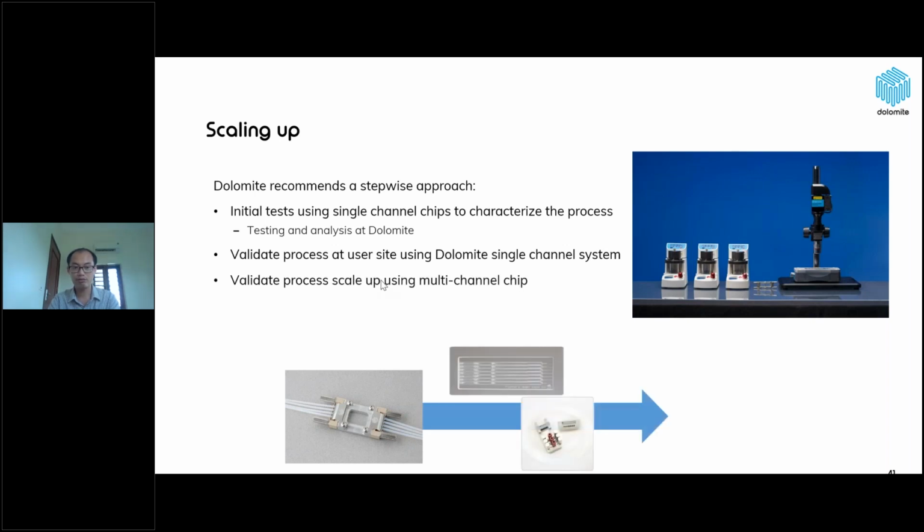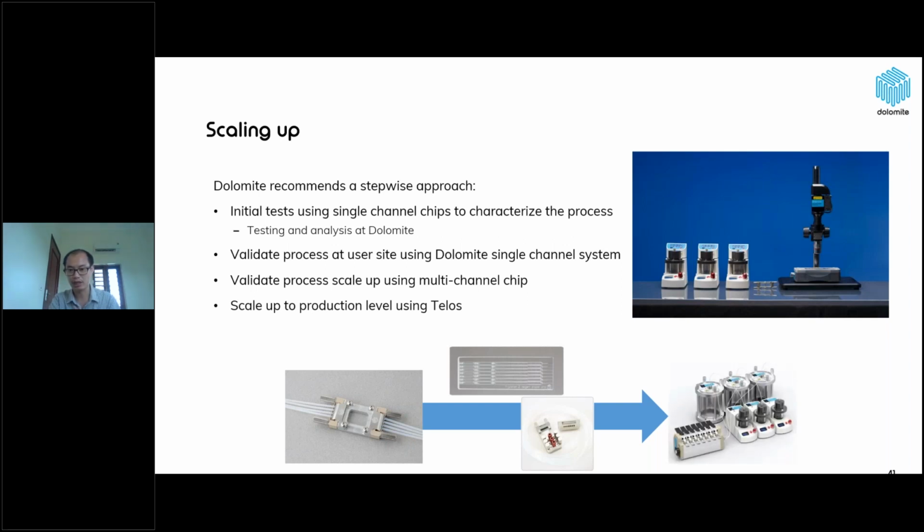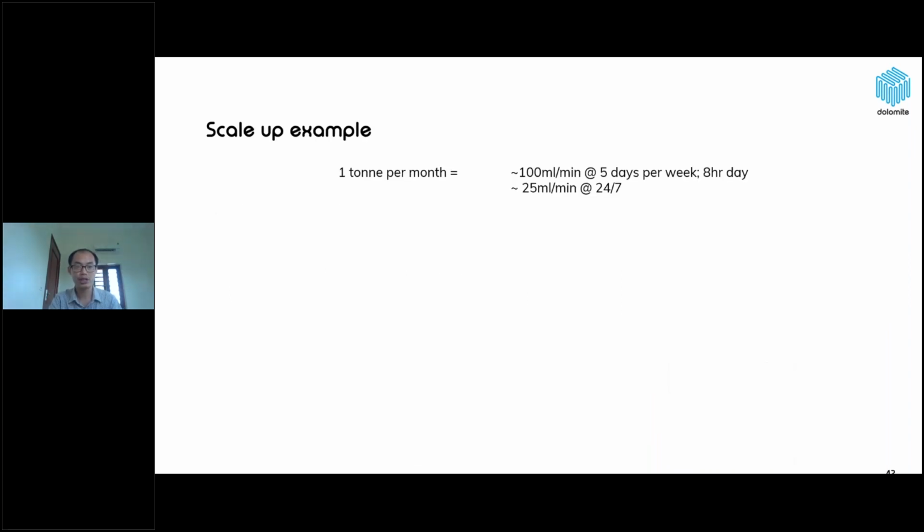And the first one is to validate the process scaling up using multiple chip channels. So we can increase the production rate by increasing the chip channels. And finally, scale up to production level using the Taylor system, as we can integrate up to 10 modules of the Taylor chip working together. So here is showing some scale example.